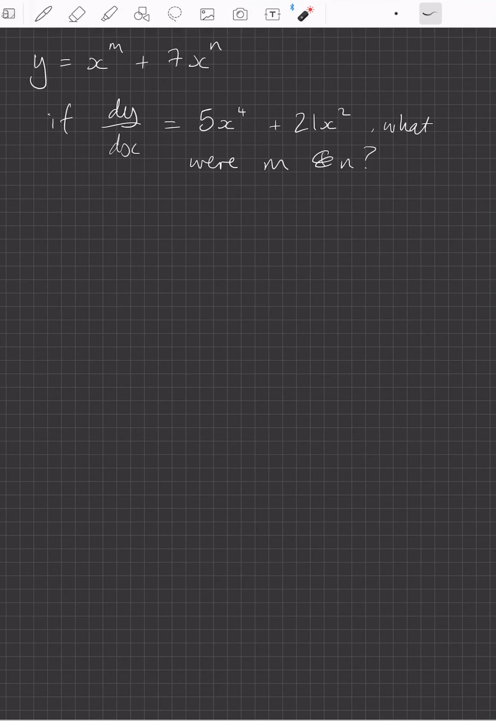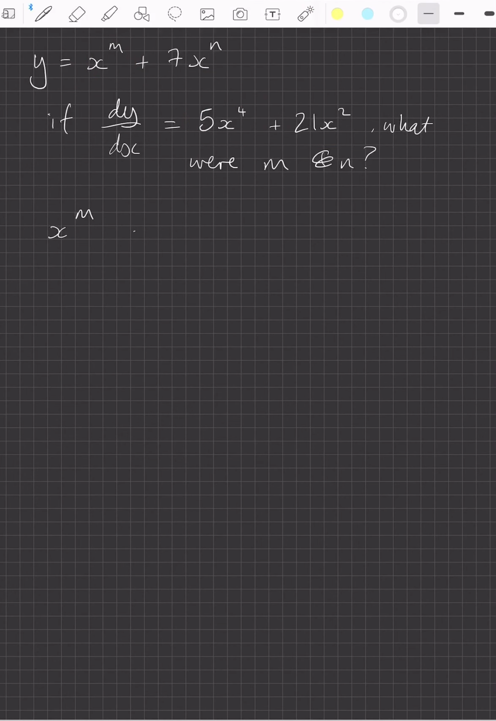Okay, we've been given a polynomial, but we don't know the powers. However, we have also been given the exact differential. So what I've got to do now is, rather than take an equation and differentiate it, I've got to think, well, I've got the differential, what would the original be? So let's just compare like for like, okay?